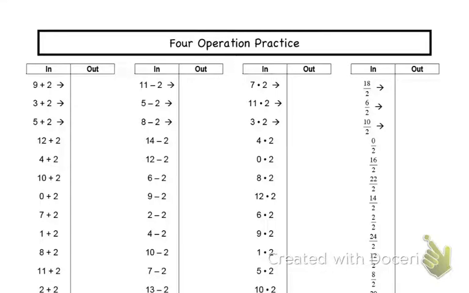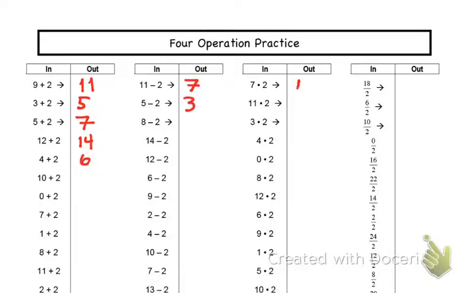For tonight's homework, we're going to be working with t-graphs. In this first problem, our input here is 9 plus 2. Well, I know that 9 plus 2 equals 11, so our out column will have an 11 in it. As you can see, 3 plus 2 equals 5, 5 plus 2 equals 7, 12 plus 2 is 14, and 4 plus 6 is 7.